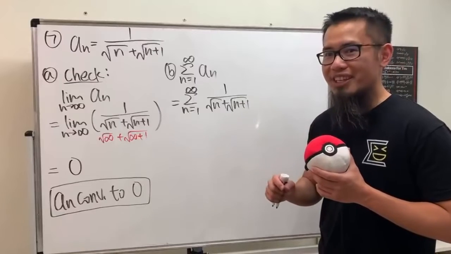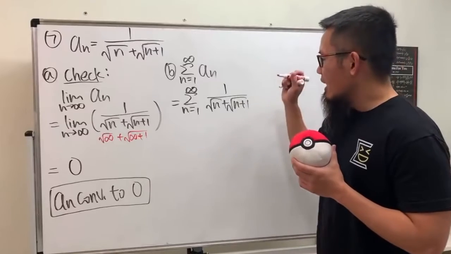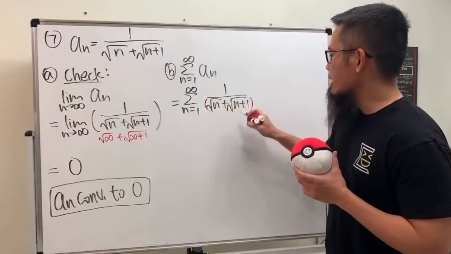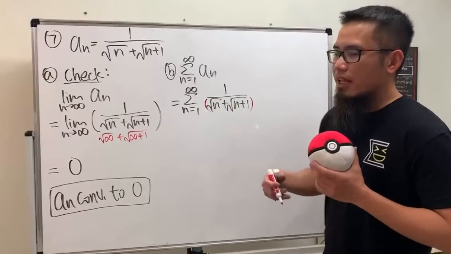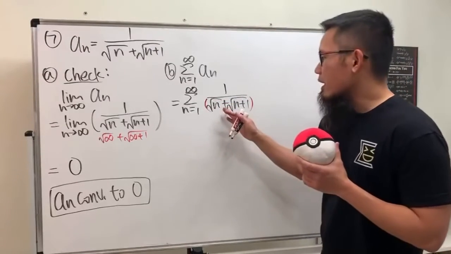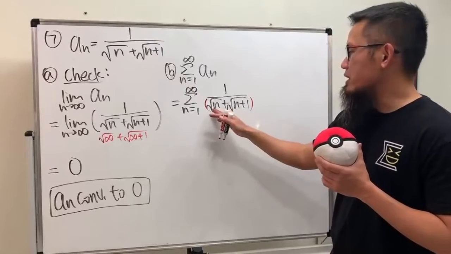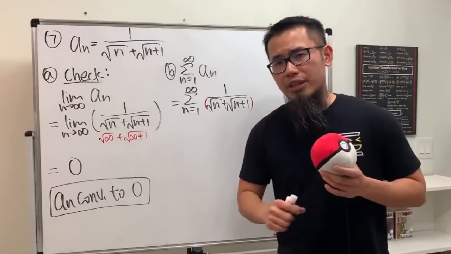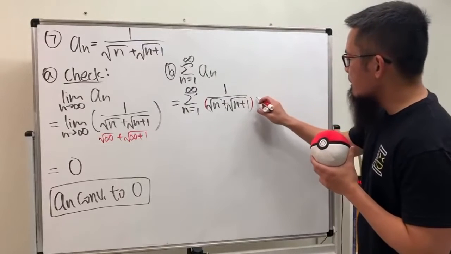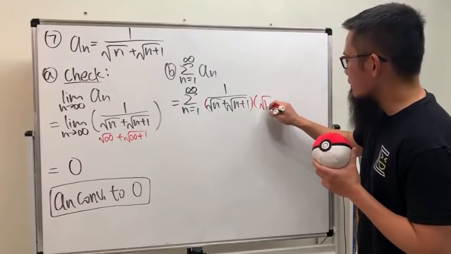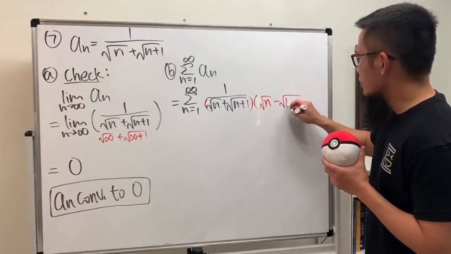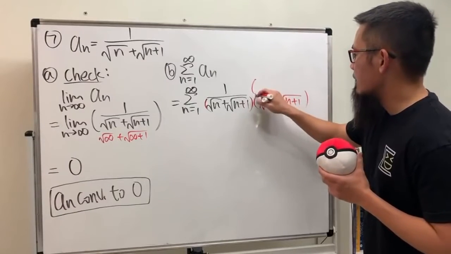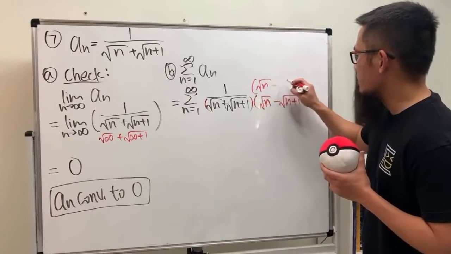This is what we can do. We can do the conjugate. Have a look. Right here, I'm going to multiply the top and bottom by the conjugate of this, and the reason for that is because we see we have the square root in the rational expression. That's usually a good idea to go. Therefore, let me multiply the top and bottom by square root of n minus square root of n plus 1, and then let's do the same thing on the top as well.